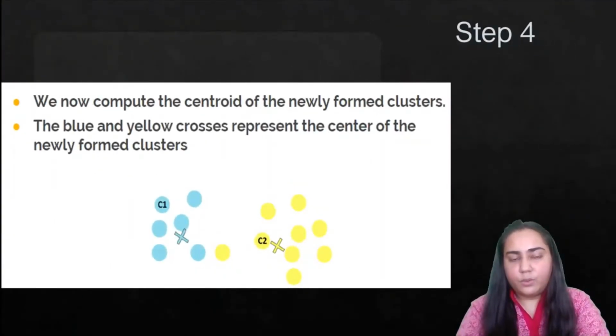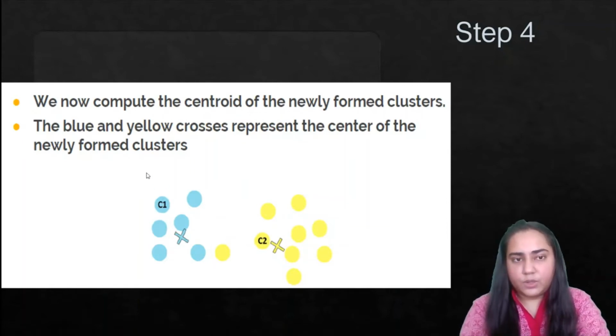Then we have step 4. We compute the new centroid of these clusters because we do have clusters now. And these centroids were merely provisional centroids. So now we are going to calculate new centroids. The blue and yellow crosses that we have right here represent the centers of the newly formed clusters, because now these are the clusters. And because we have clusters, we can calculate and find their centroids instead of randomly picking two, like we did earlier.